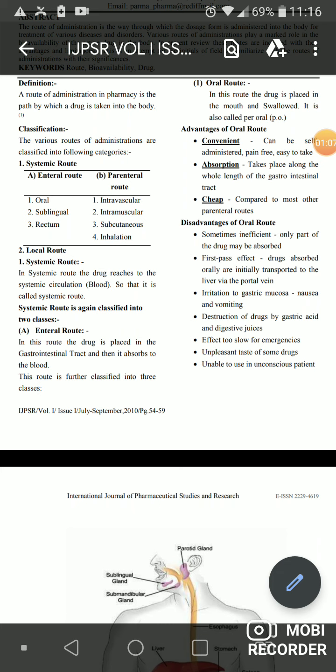The advantages of the oral route are that it is convenient, absorbed well, and cheap. Convenient, as it is pain free and easy to take. Absorption takes place along the whole length of the GI tract. Cheap, compared to most of the parenteral routes.